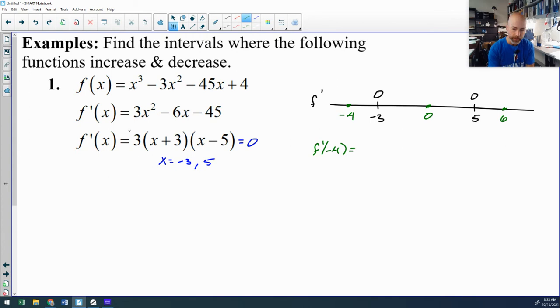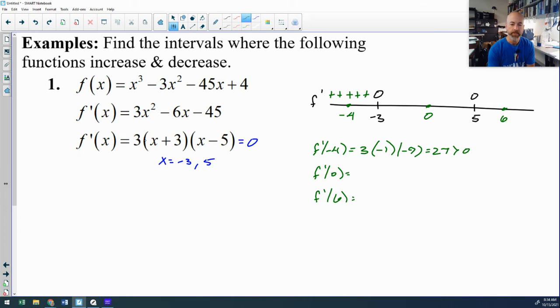So if you want to be picky and detailed with this, you could say that f prime of -4 is 3 times -4 plus 3, which is -1, times -4 minus 5, which is -9. And that ends up being a positive 27. The key is that that is a positive value. And so what I'm going to do is, at -4, my derivative was positive, and I personally prefer to put a bunch of plus signs on that interval so it's obvious. Then I'm going to test 0 and 6 as well.